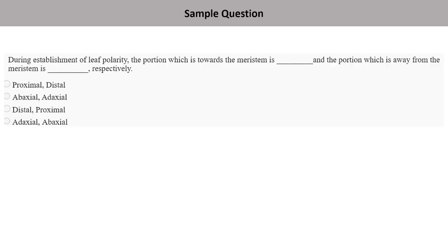During establishment of leaf polarity, the portion which is towards the meristem is dash, and the portion which is away from the meristem is dash respectively. The options are proximal distal, abaxial adaxial, distal proximal, and adaxial abaxial. I'll give you some time.